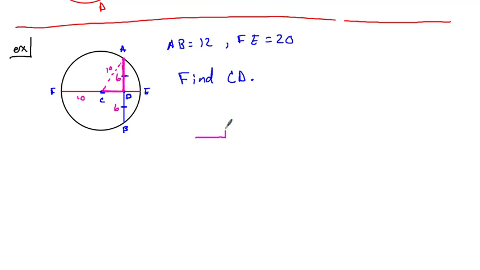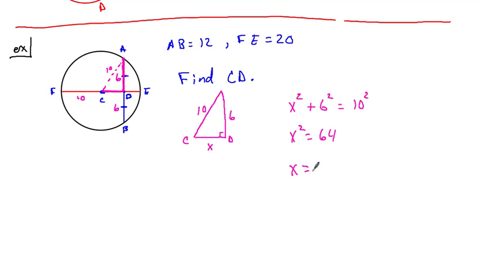So what I really have here is this right triangle that's 6 tall, the hypotenuse of 10, and I'm trying to find this distance, which from my picture is CD. So to find CD, x squared plus 6 squared equals 10 squared. So x squared equals, this is 100 minus 36, so x squared equals 64. X equals square root of 64, which is 8. And so CD equals 8.